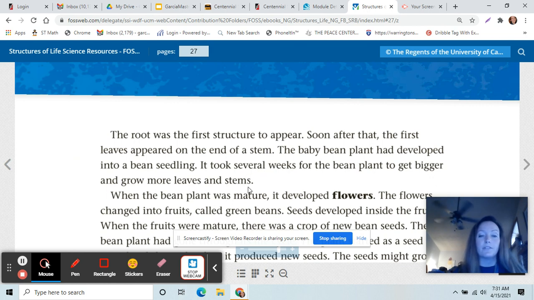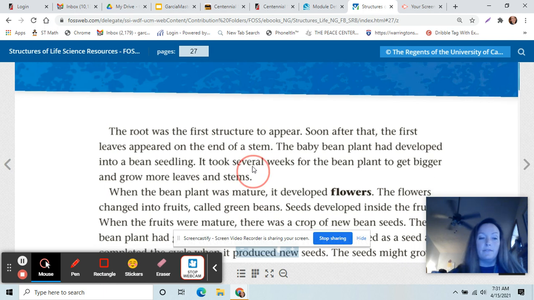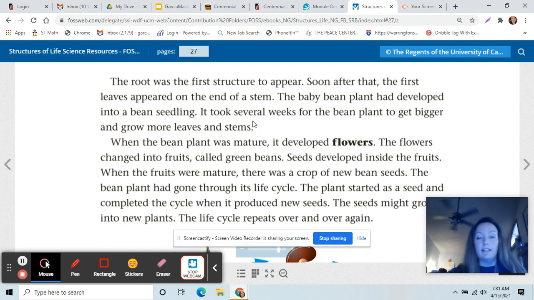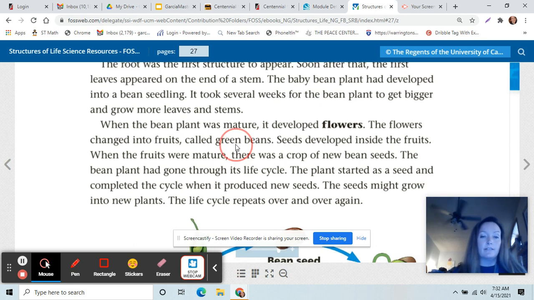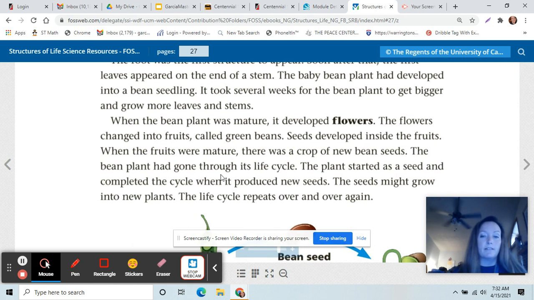The root was the first structure to appear. Soon after that, the first leaves appeared on the end of a stem. The baby bean plant had developed into a bean seedling. It took several weeks for the bean plant to get bigger and grow more leaves and stems. When the bean plant was mature, it developed flowers. The flowers changed into fruits, called green beans. Seeds developed inside the fruits.